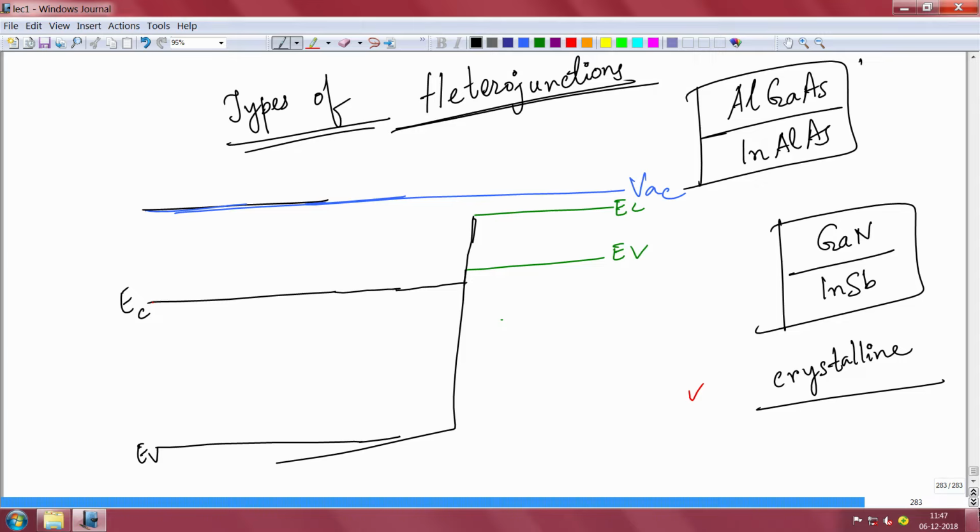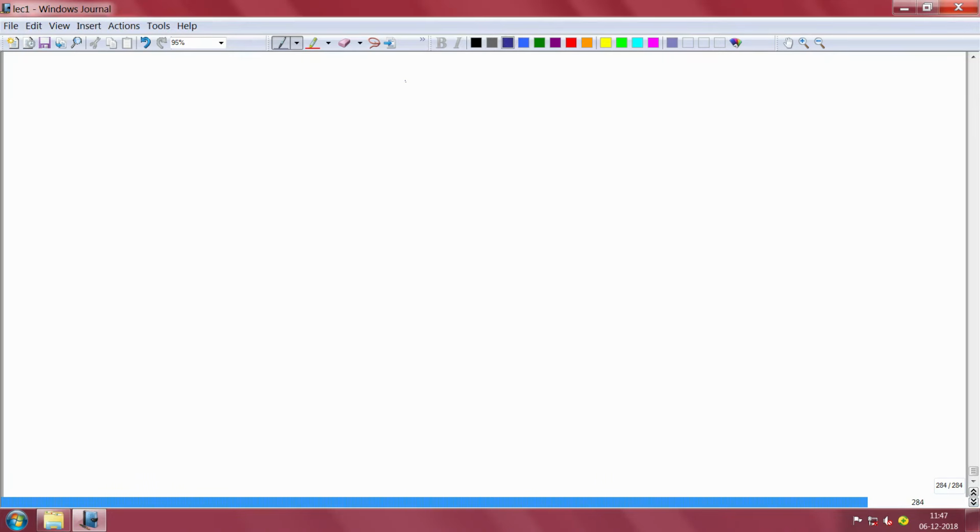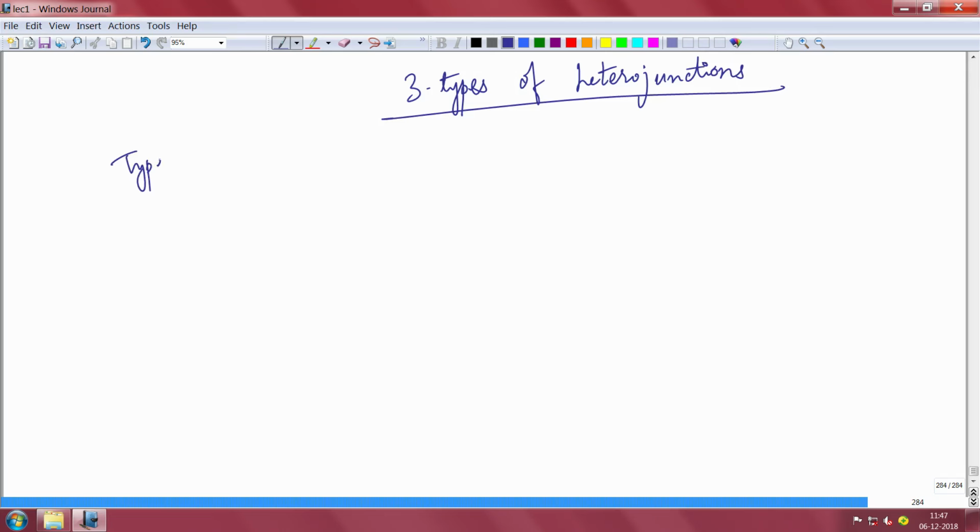So there are primarily three types of heterojunctions. Three kinds of heterojunctions can be formed based on their band alignment and their electron affinity. So you have what is called type 1, and you have something called type 2, and then you have something called type 3. These are three types of heterojunction.